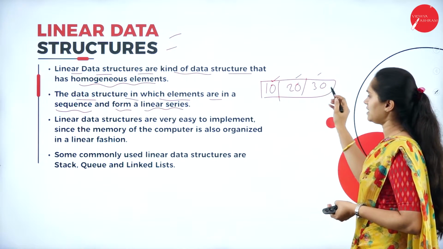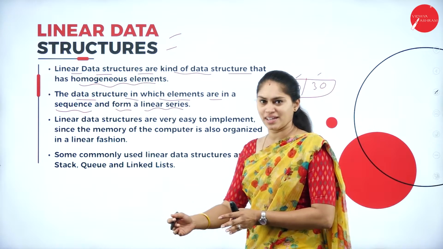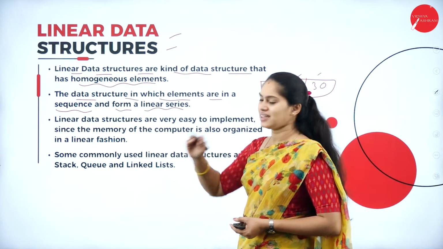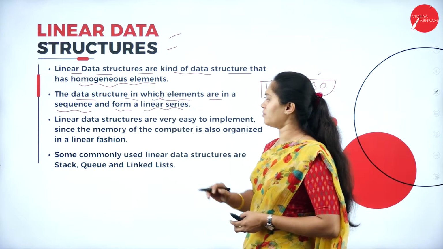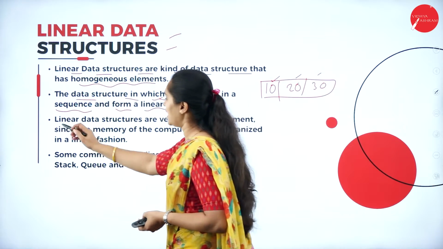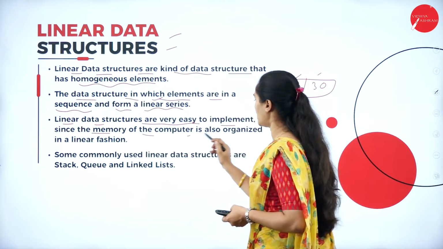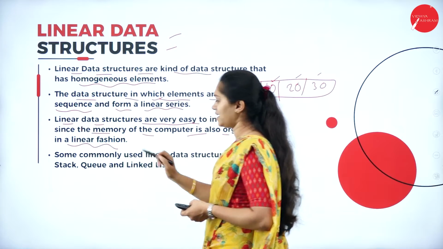So 10, 20, 30, 40 I can take like that. The elements are homogeneous, and the elements are in a sequence, forming a linear series one after another. Linear data structures are very easy to implement since the memory of the computer is also organized in a linear fashion.